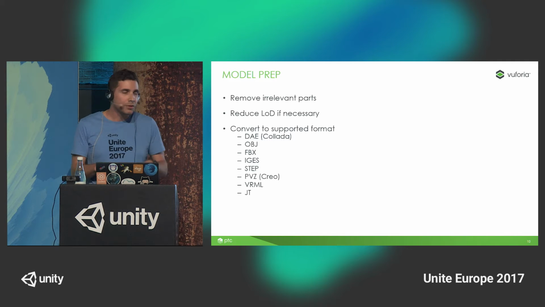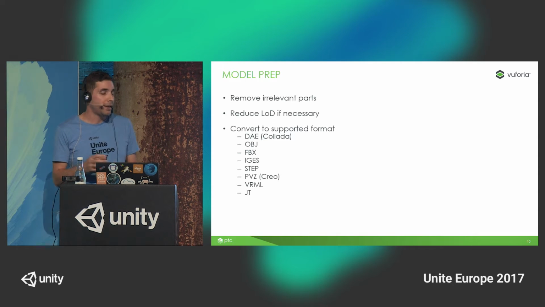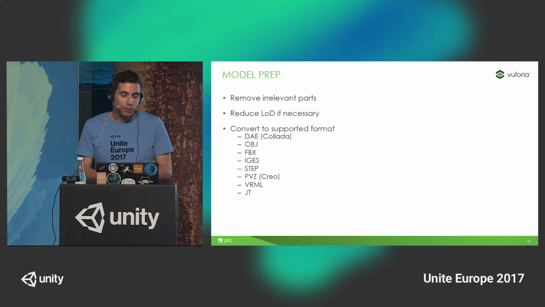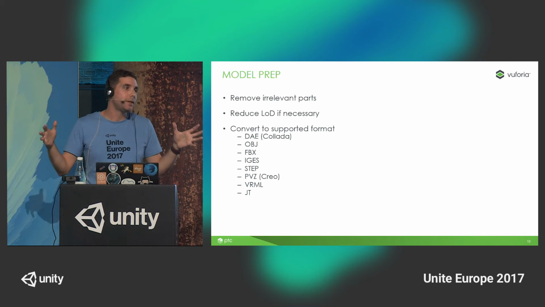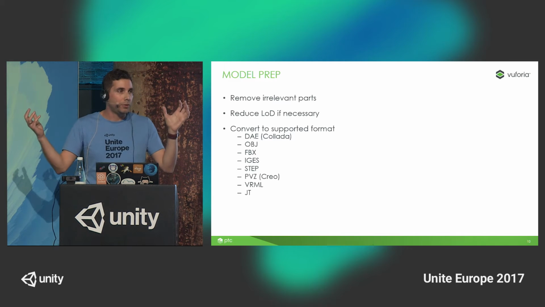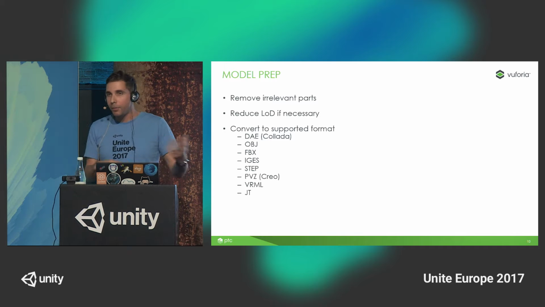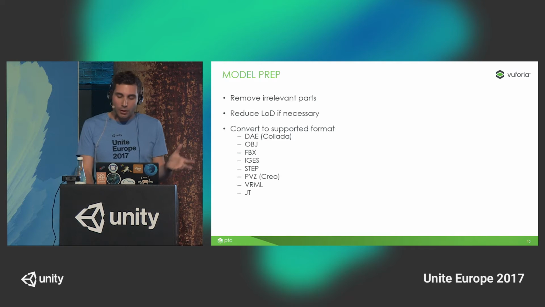One of the things that you might want to do is remove irrelevant parts that are not really important. There might be stuff that moves, which you may not want to keep inside of the model. And if it has a ton of detail, like lots of polys, you might want to reduce the level of detail so that we can properly track it. And finally, there might be some kind of conversion. We do support a lot of different file formats, but you may have to convert it.